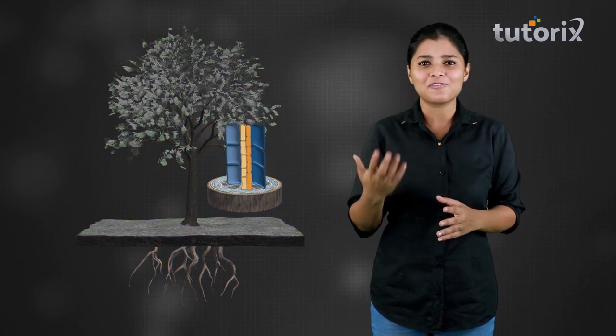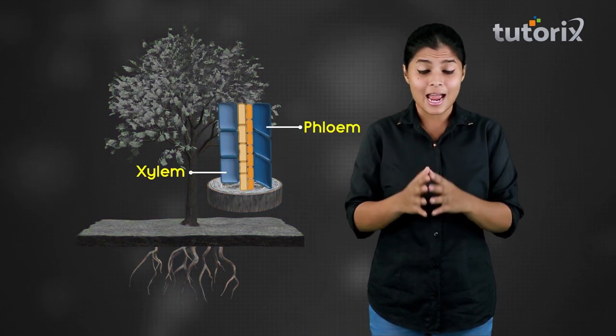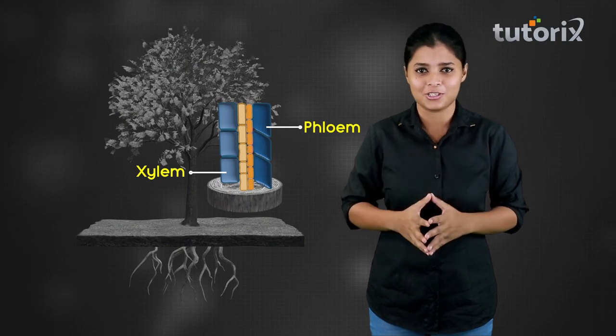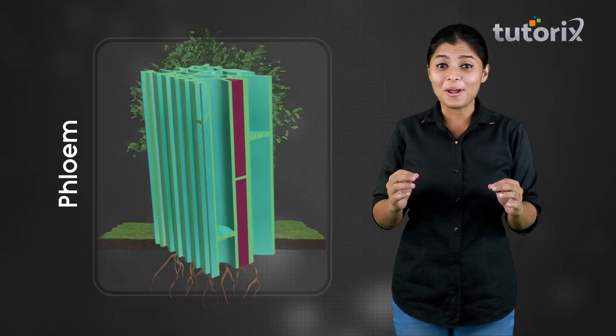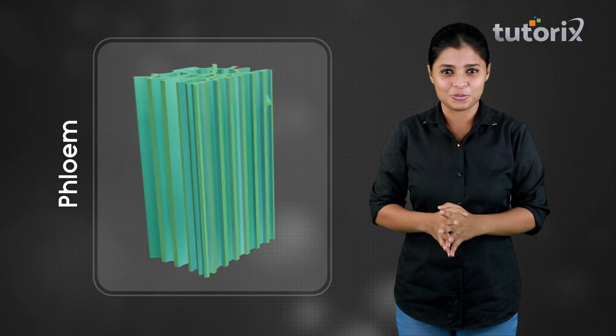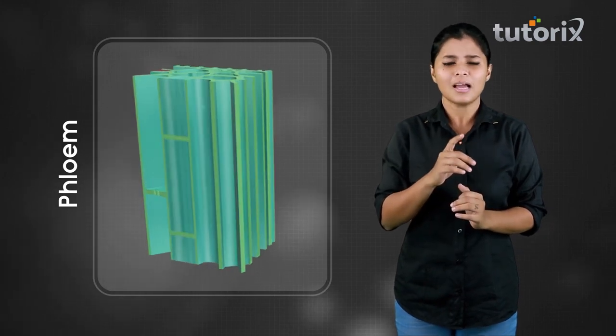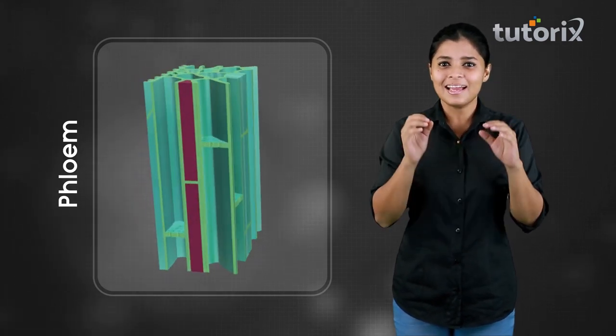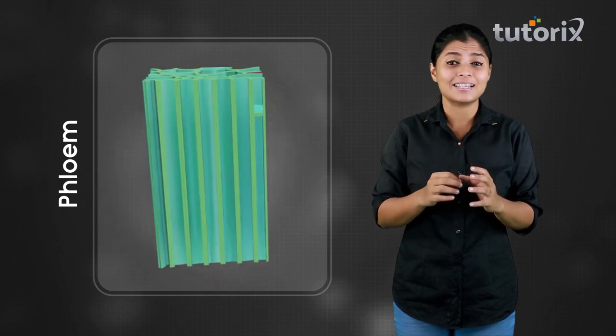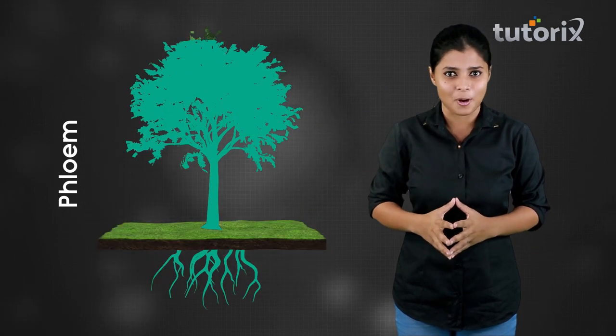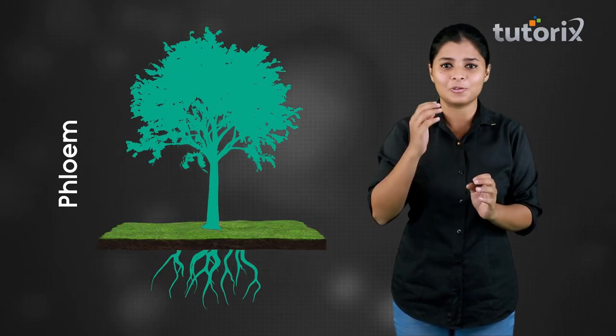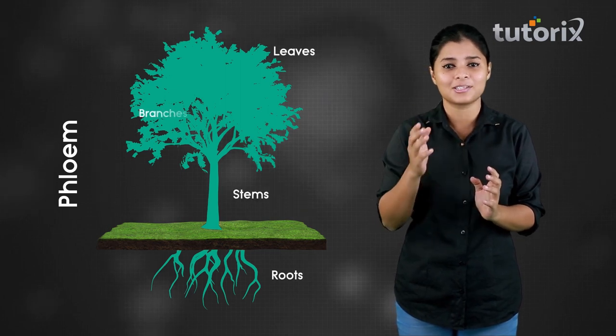Now, let's talk about phloem. Xylem and phloem are closely associated and are usually found right next to each other. Phloem is the living conducting tissue. Well, except one part. I'll tell you about it shortly. Now, like xylem, phloem extends all along the length of a plant's body. That is, it is present in the roots, stems, leaves, branches, etc.